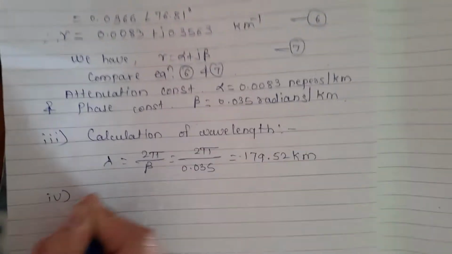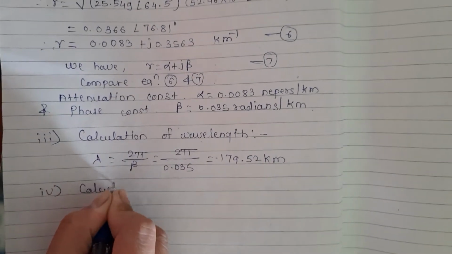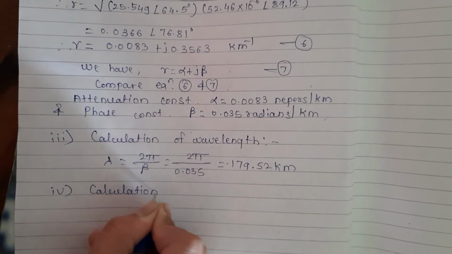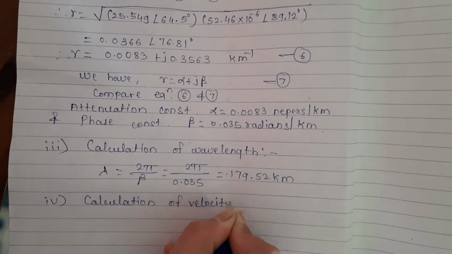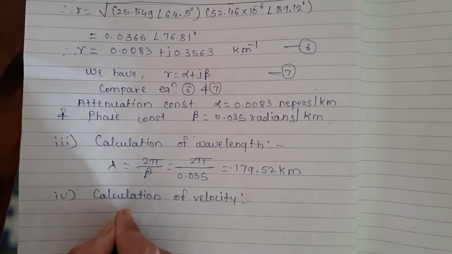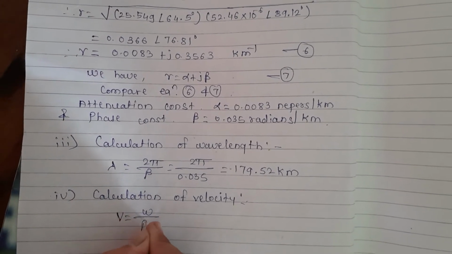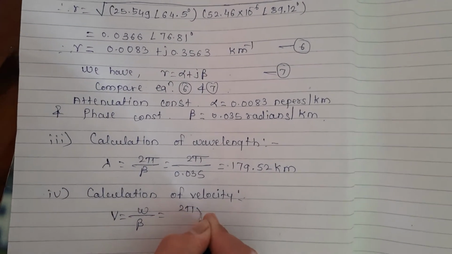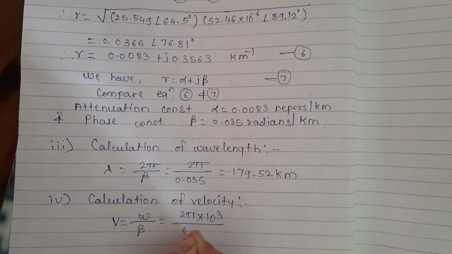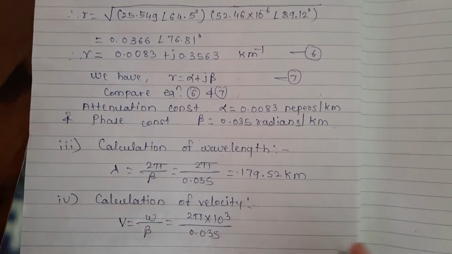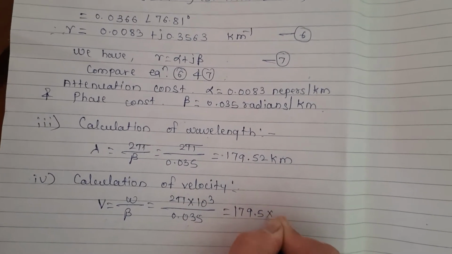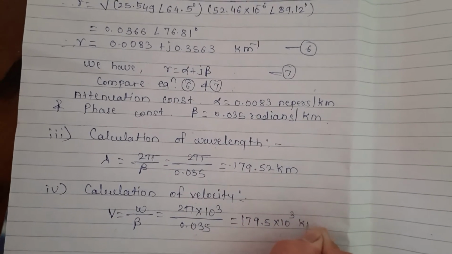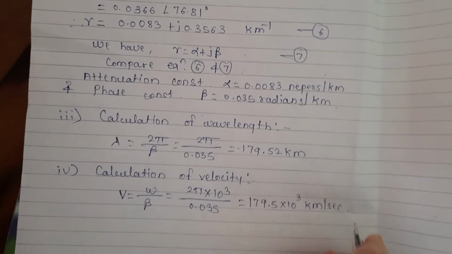Next part is calculation of velocity. The phase velocity is given by omega by beta. It is 2 pi into 10 raised to 3 divided by beta, which is 0.035. So it is 179.5 into 10 raised to 3 kilometer per second.